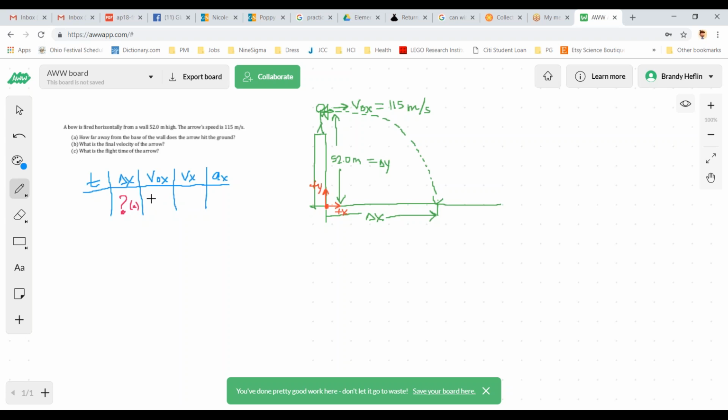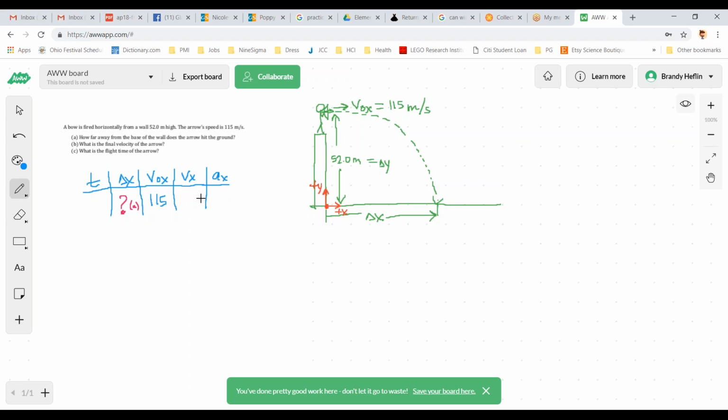this problem. We're given that the arrow is launched horizontally at 115 meters per second. So that's V naught x. We'll fill that into our horizontal table. And now the key for projectile problems is to remember that if it's a projectile, then the only force we're going to deal with is gravity, downward, that's vertical.